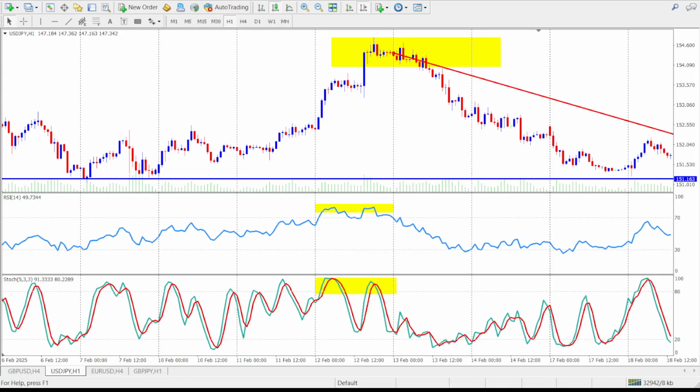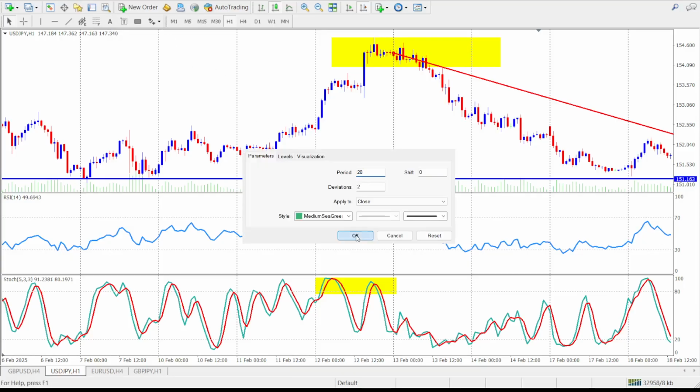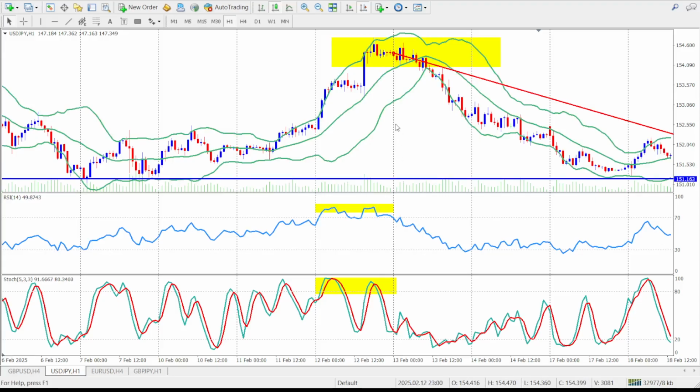Okay, now the next indicator we're going to be looking at is the Bollinger Bands. All right, the Bollinger Bands are a great tool for tracking market volatility. They consist of 3 lines. The middle line is a simple moving average, while the upper and lower bands are standard deviations away from it. So when the price moves closer to the upper band, it suggests that the market might be overbought. When price moves near the lower band, it signals possible oversold conditions. A breakout beyond the bands can indicate increased volatility and a potential trading opportunity.